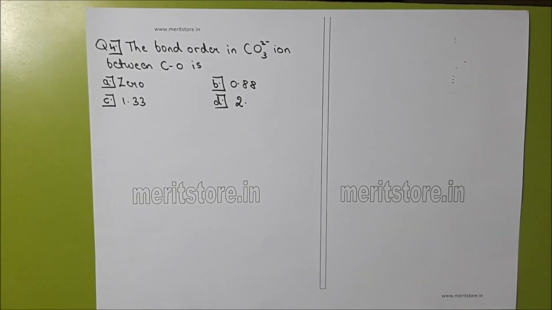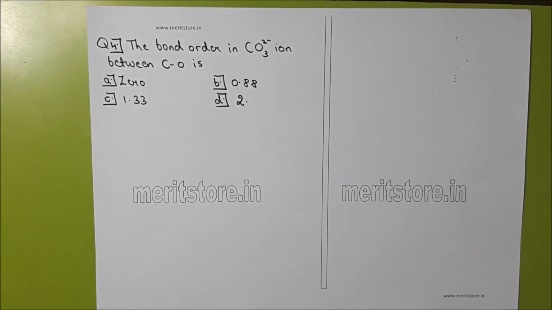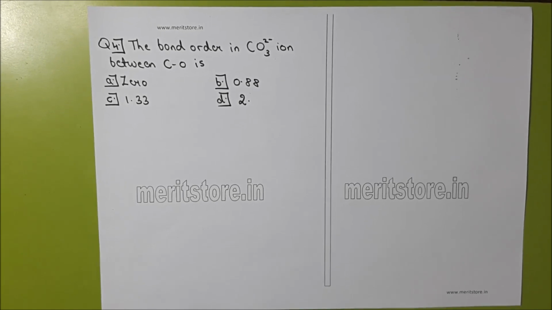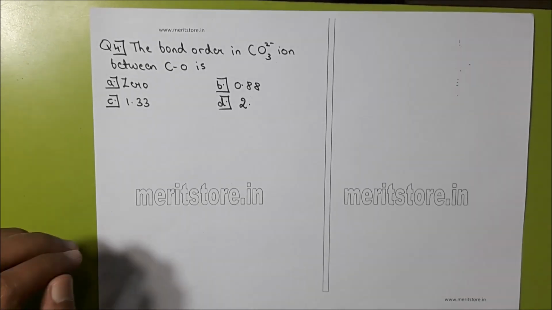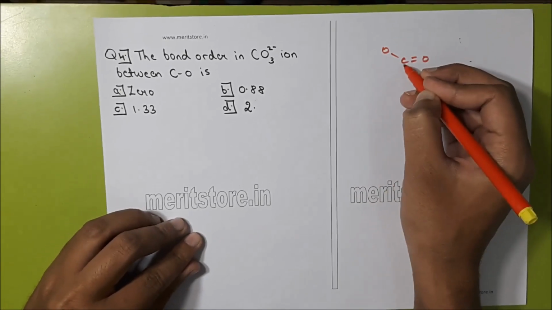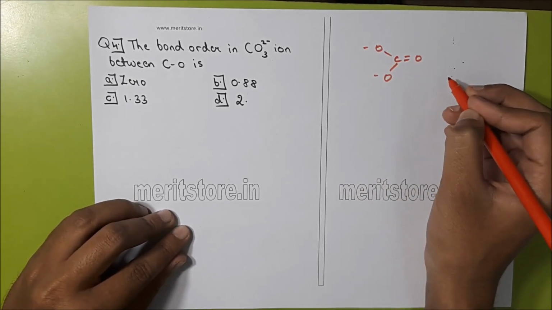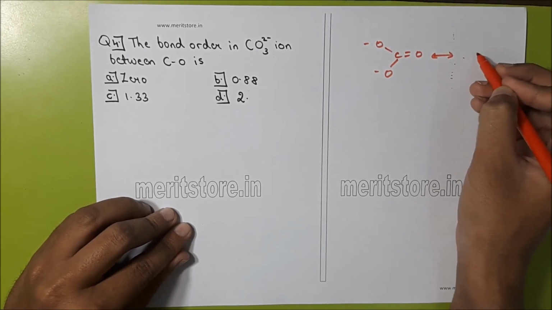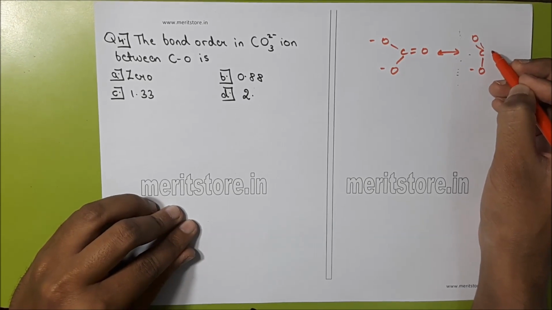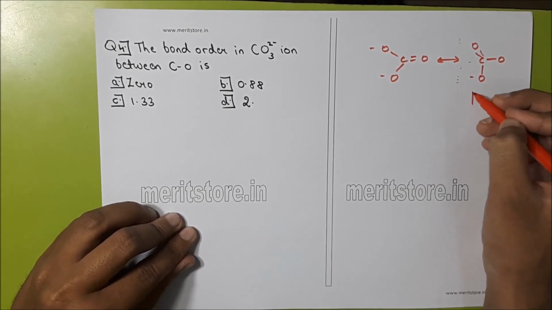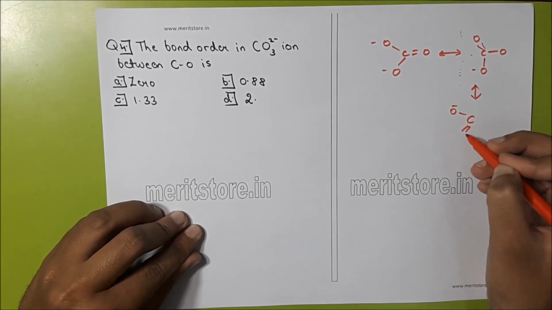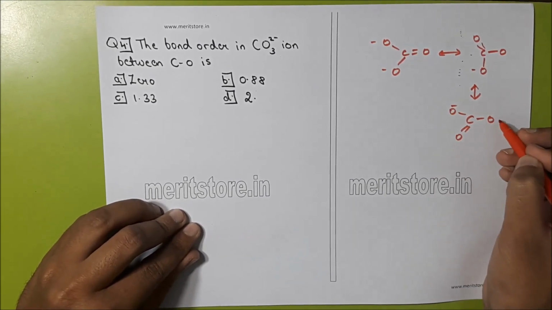Number 4. The bond order in carbonate ion, that is CO3 raised to 2 minus ion, between C and O is: A 0, B 0.88, C 1.33, D 2. Okay. The carbonate ion structure is C double bond O, with a single bond to each of the other oxygen atoms. It has 3 resonating structures. The other 2 are carbon double bond O, then one single bond with negative charge on oxygen, and the third resonating structure is carbon with a single bond oxygen, double bond oxygen.